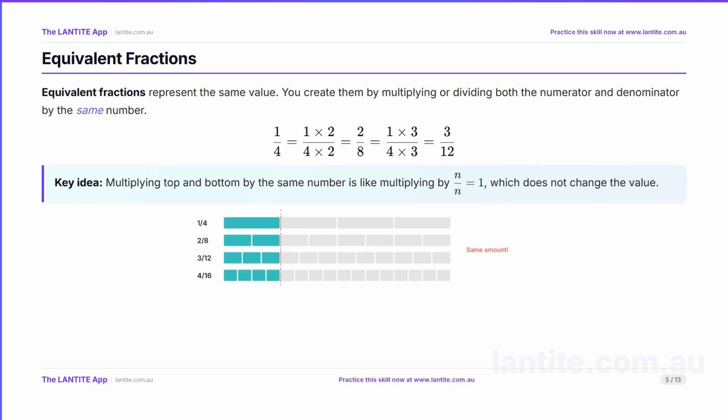Equivalent fractions are different fractions that represent the same value. You can create them by multiplying or dividing both the numerator and denominator by the same number. For example, 1/4 equals 2/8 equals 3/12 equals 4/16. This works because multiplying top and bottom by the same number is just multiplying by 1, which doesn't change the value. The fraction bars on screen show that all four fractions cover exactly the same proportion.